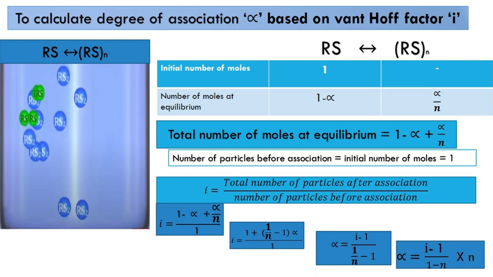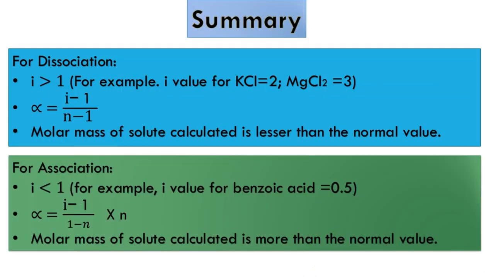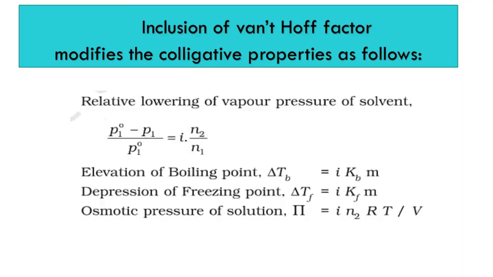Thus, by using the formula of Van 't Hoff factor, the degree of association alpha can be calculated, and it will be equal to (i minus 1) by (n minus 1), and then the entire expression will be multiplied by the number of particles n. These are the key points to be remembered when the solute particles undergo association or dissociation. Due to the inclusion of Van 't Hoff factor i, the colligative properties formula will get modified as follows.